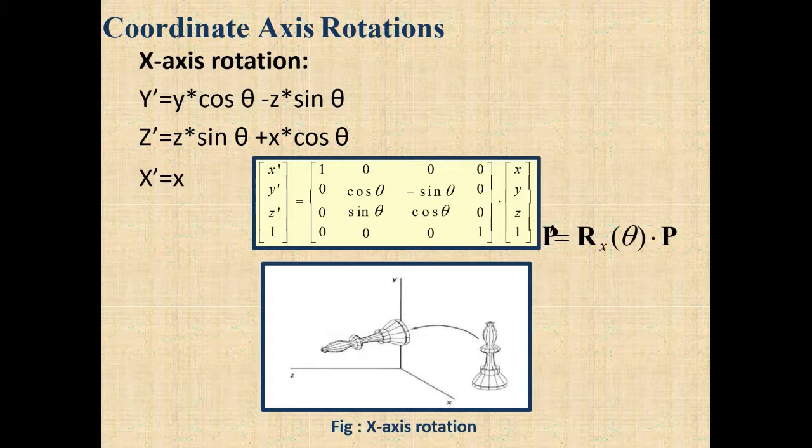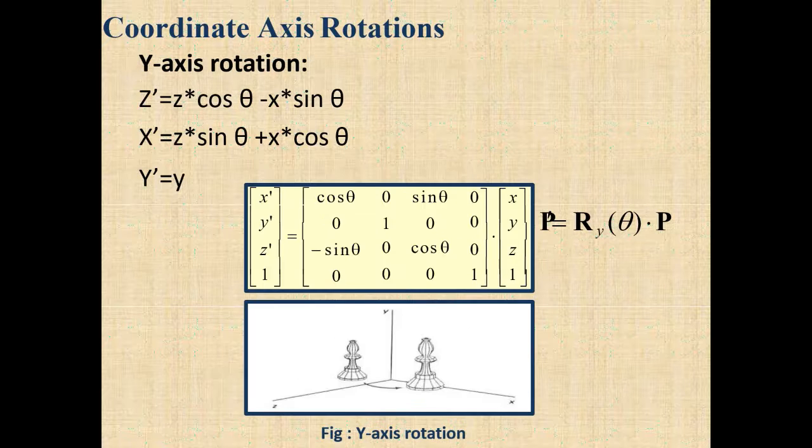If it is happening towards the x-axis rotation, then the y and z coordinates are going to change while x is fixed. You can say that this is the z coordinate and this is the y coordinate, so it is going to be the same as the previous one. And if it is happening towards the y-axis, the values of x and z will be changed.